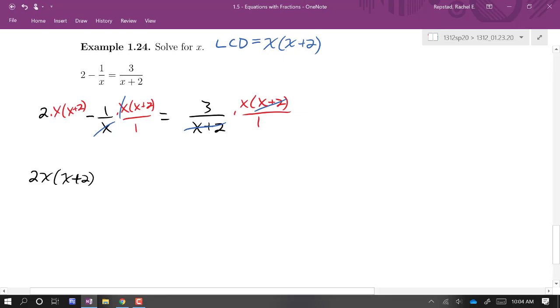What about the next one? Minus x plus 2, in parentheses, right? As we're subtracting the whole thing. And what do we get on the other side? 3x. Great. Now let's expand. We have 2x squared plus 4x minus x minus 2 equals 3x.